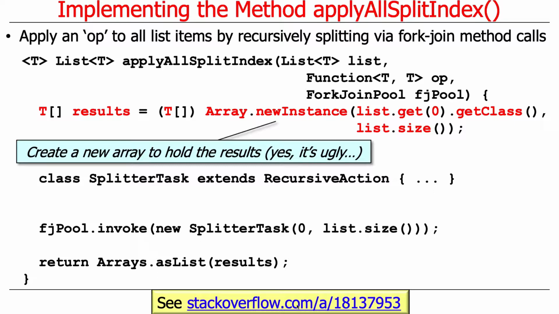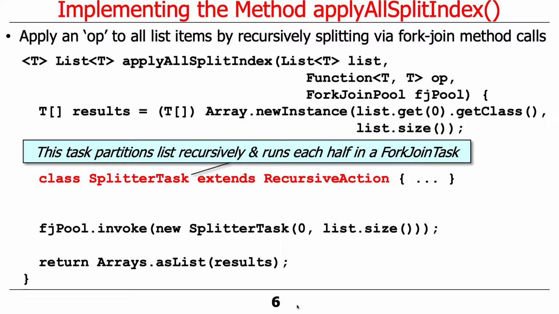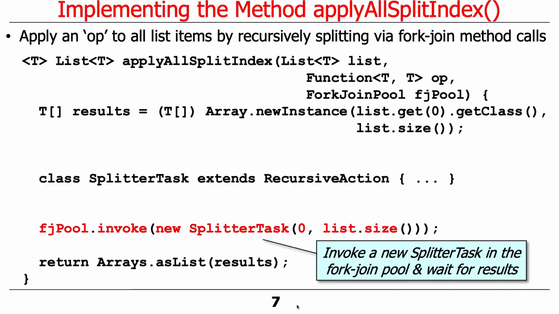Notice that this array is local to the applyAllSplitIndex method, but it's going to be global to the nested class called splitter task. And this splitter task is a little different from the previous splitter task in that it extends recursive action rather than extending recursive task. But it's going to play a similar role, but it's going to do it in a different way. And the different way is all intended to avoid having to do data copying. Although you'll see that it's not quite as cool as we might want. And you'll see how that works in a second. But there's another alternative too, I'll show you.